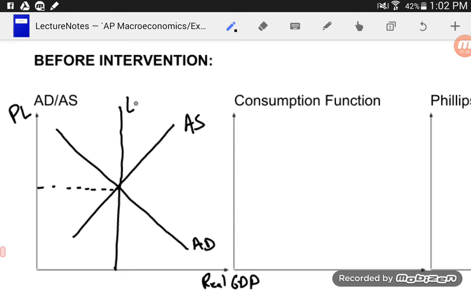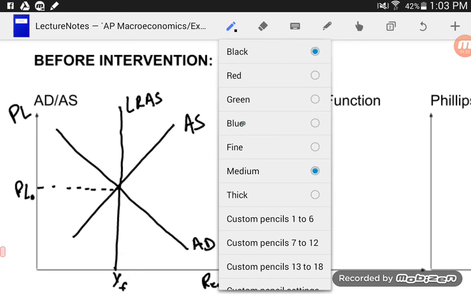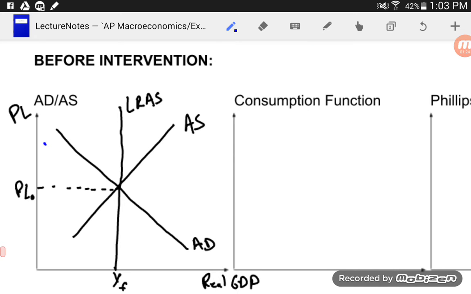And of course what had happened, consumer confidence had fallen. So we had been at full employment, and then price level, that's where we started, and we were at that full employment. Of course, then what had happened was consumer confidence had fallen. People would stop buying stuff. Aggregate demand is going to decrease. We're going to slide into a recession. And we have a recessionary gap. That's where we are before the government tries to intervene.